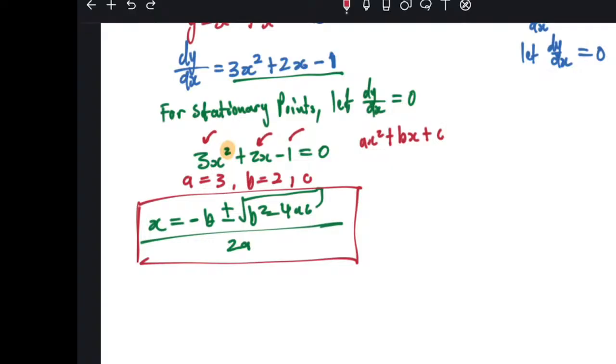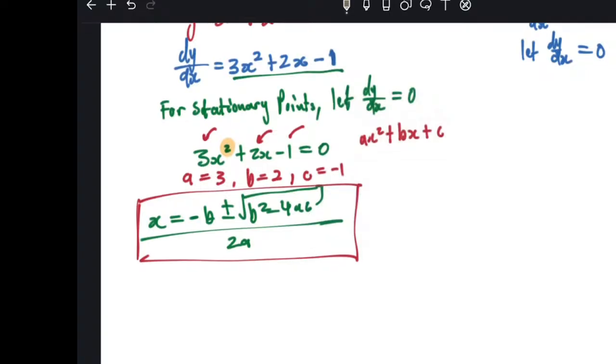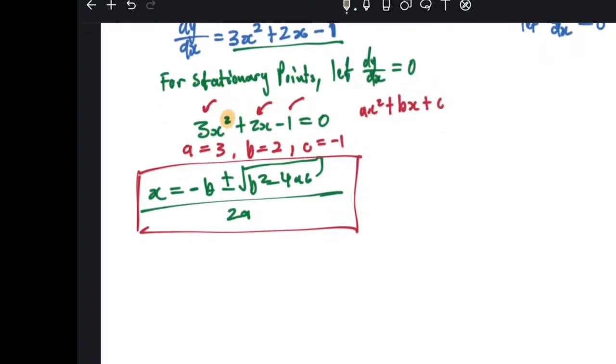The numbers: a is 3, b is 2, and c is -1. So we have it like this. Now we have to solve for it. First thing we get is the part inside the square root. You now say b squared minus 4ac.